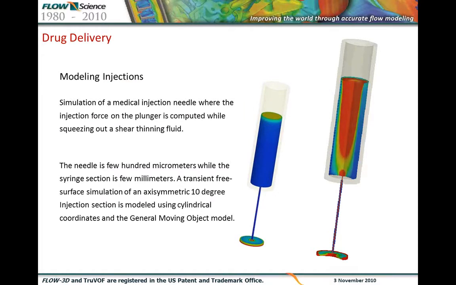I'll now go over some of the examples. The first example here on your screen pertains to drug delivery. Shown here is the simulation of a medical injection needle. The needle is a few hundred micrometers in diameter, while the syringe itself is a few millimeters in diameter. This is a dramatic variation in scale, and this problem was modeled using an axisymmetric 10-degree mesh in the cylindrical coordinate system.